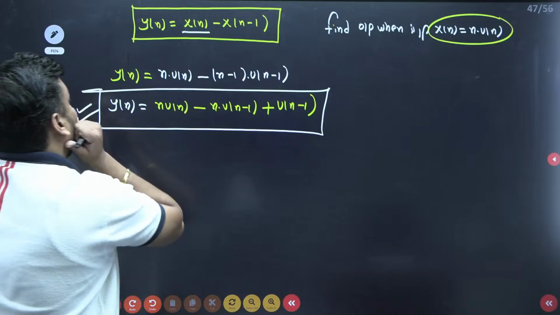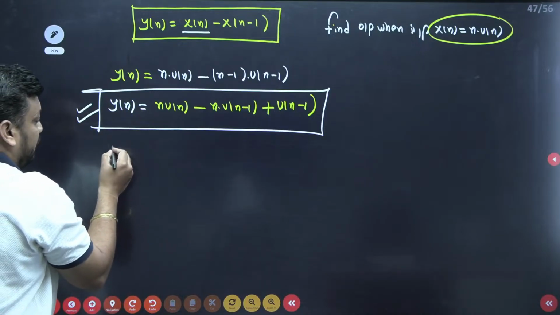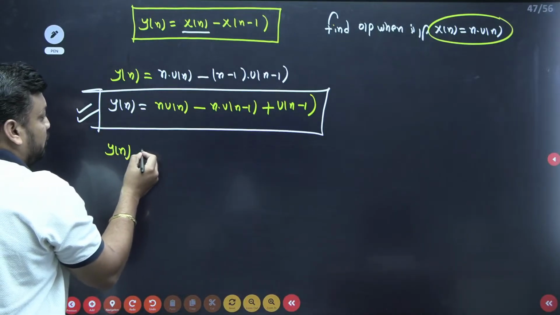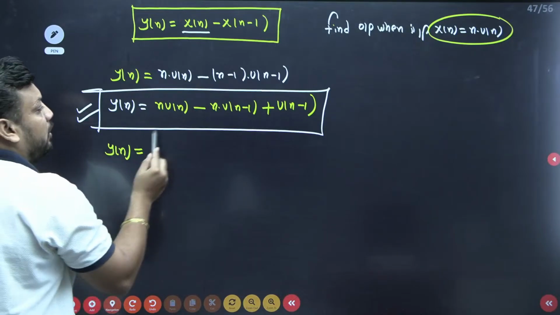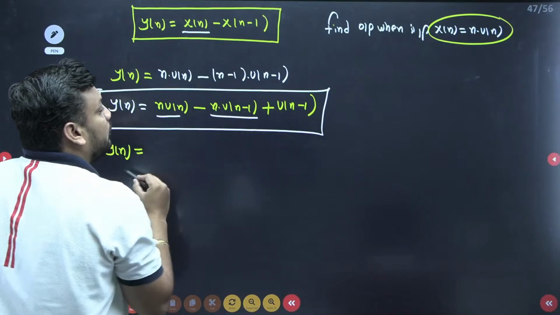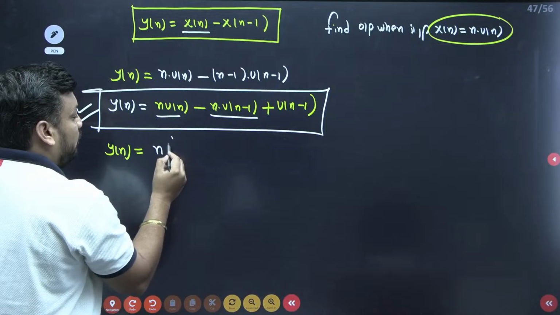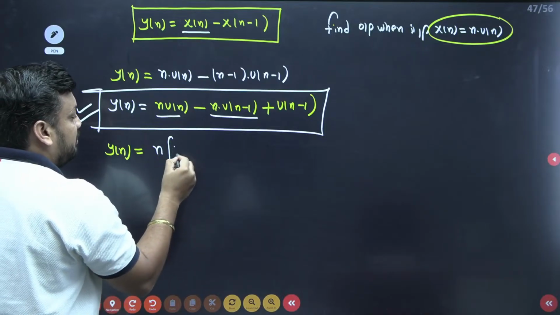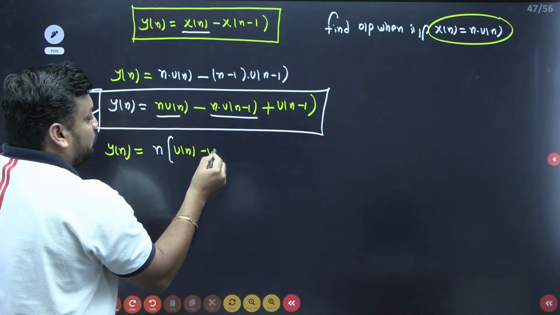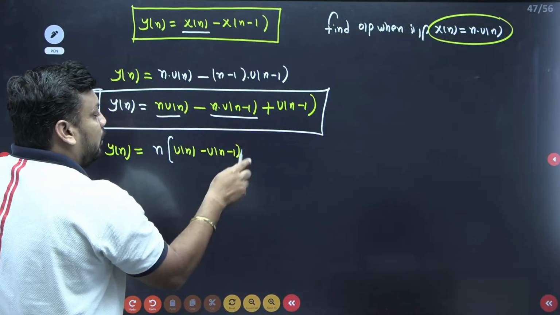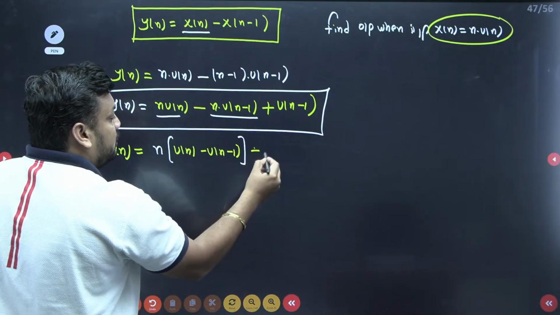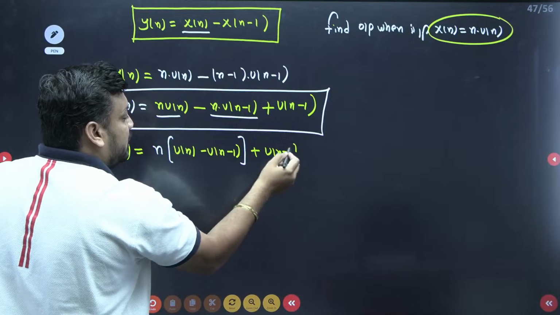I am just solving this question here now. As I told you, only one step left, guys. So y is equal to that step only. Tell me what is common in this. Sir, we have a common here n. What is left inside the bracket? Sir, left inside the bracket is u of n minus 1. Yeah. And here the bracket closes. And what is the answer now? u of n minus 1. Yeah. This is the expression.